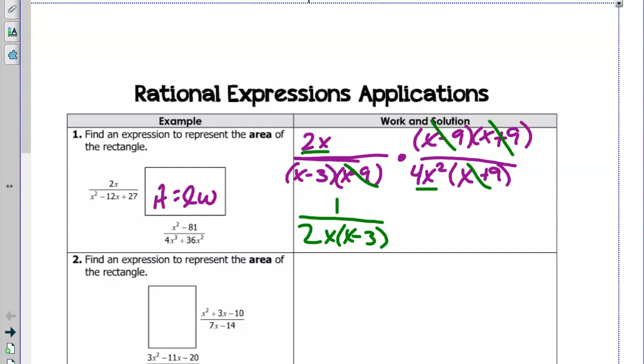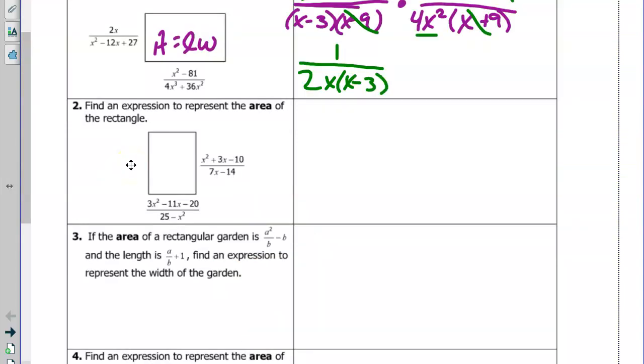Alright, number 2, it says find an expression to represent the area of the rectangle. It looks like it's the exact same thing, and you could do that on your own. Do number 2 on your own, then we'll go over it. What did you get for number 2? 3x plus 4 over 7. We did the same thing. Let's go through this one.